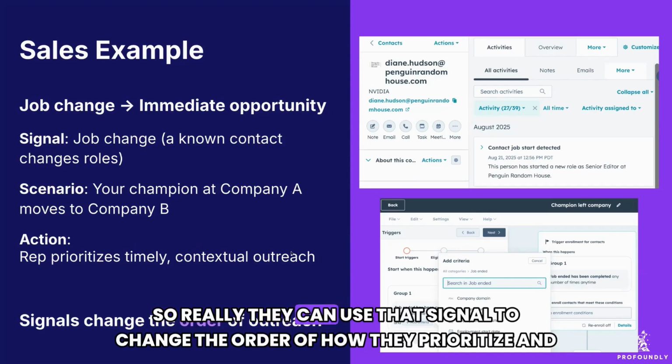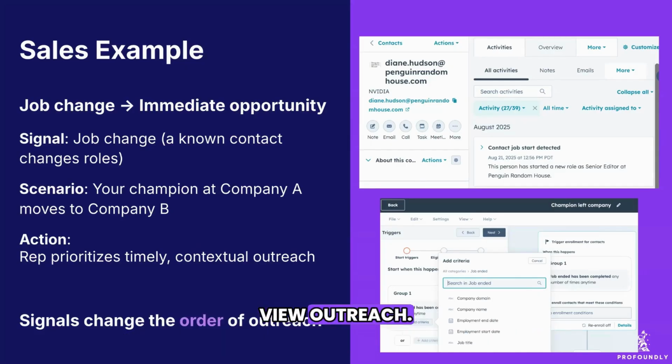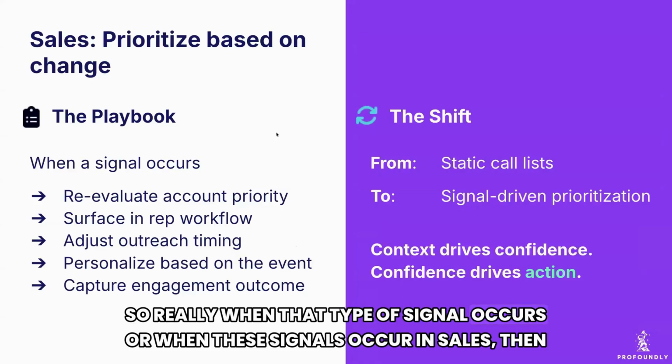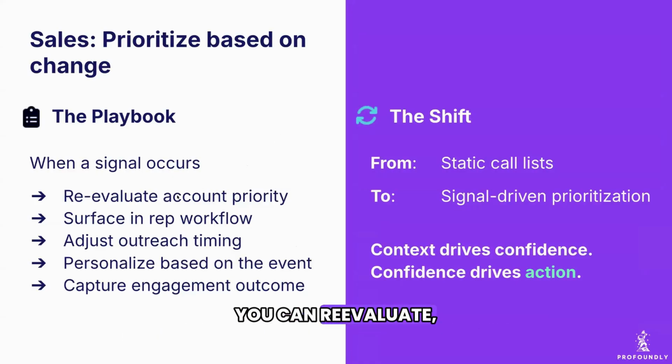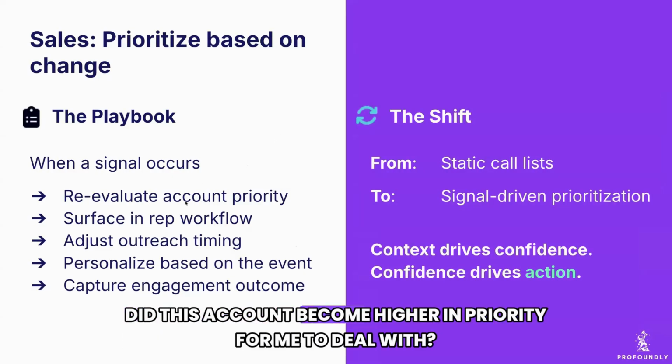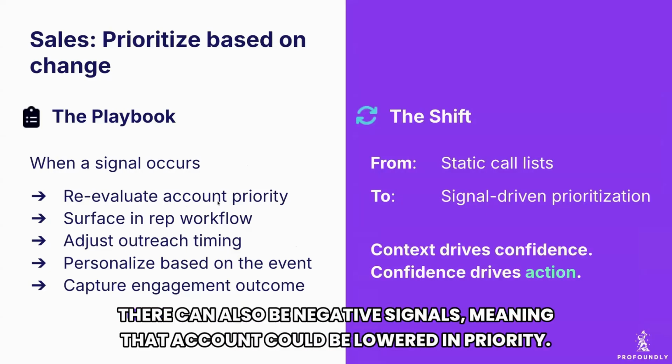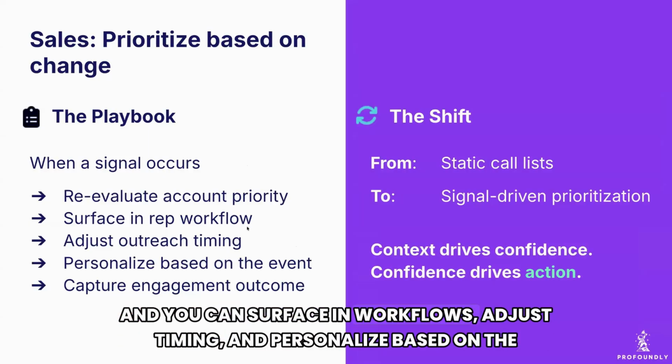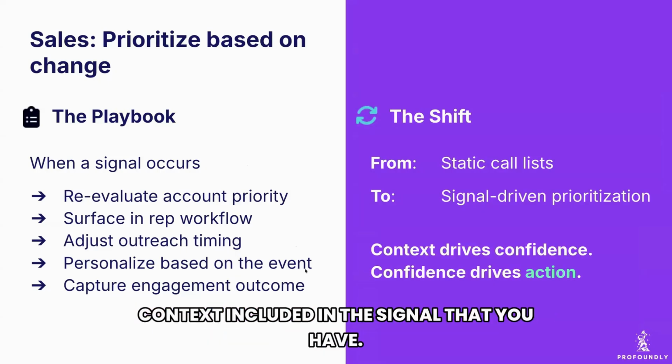So really they can use that signal to change the order of how they prioritize it and do outreach. When these signals occur in sales, you can reevaluate: did this account become higher in priority for me to deal with? There can also be negative signals, meaning that account could be lowered in priority.